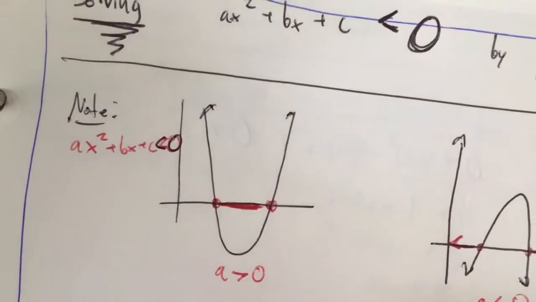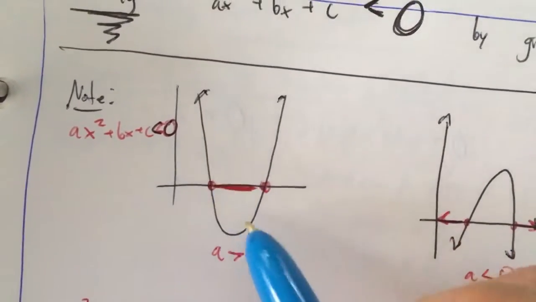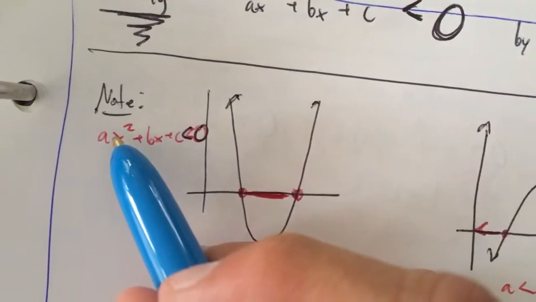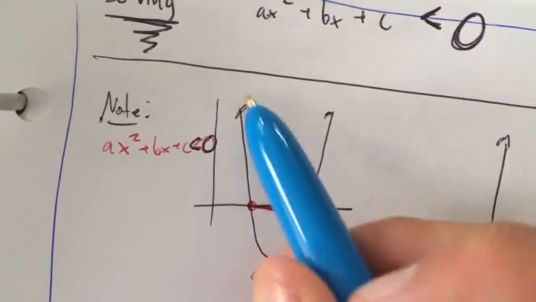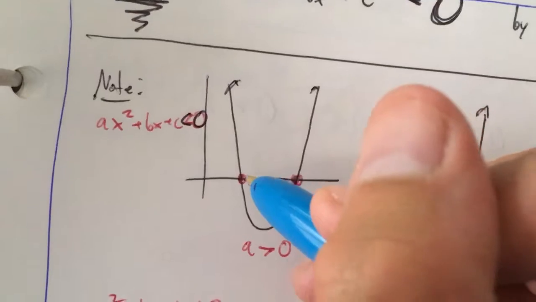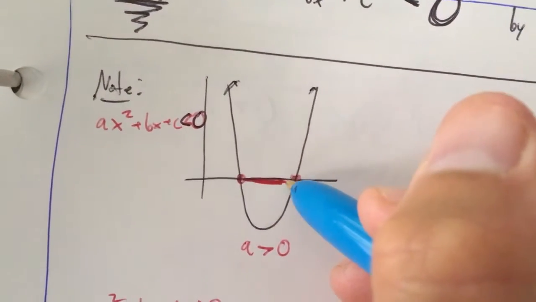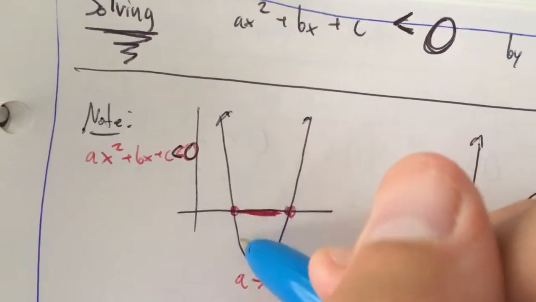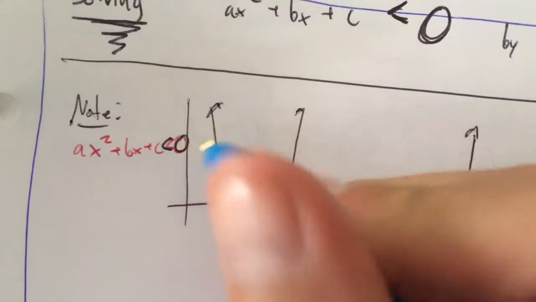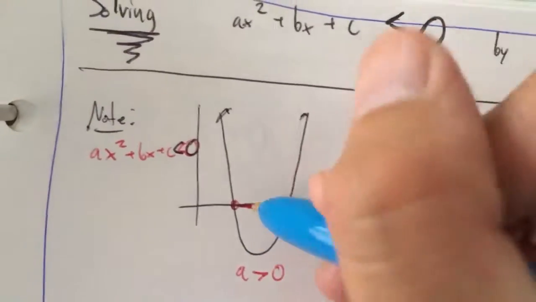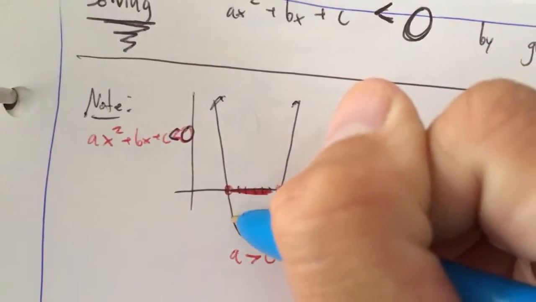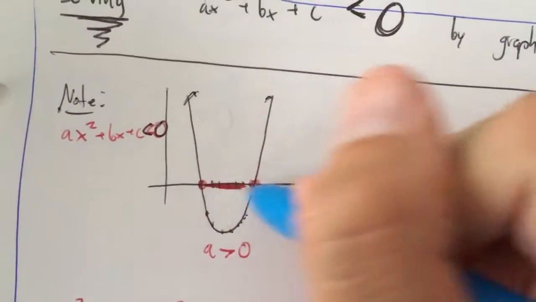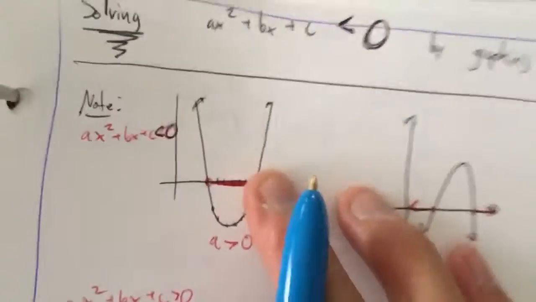In this case, if my parabola opens up, that means the a value has to be positive. What it's saying is only the values of x between here and here will give me y values that are less than 0. Does that make sense? Every single x value here gives a corresponding y value that is below 0, okay? That's what we're trying to figure out.